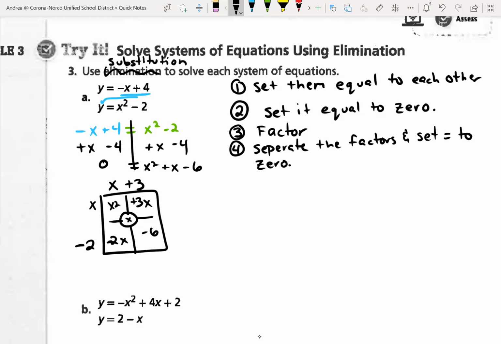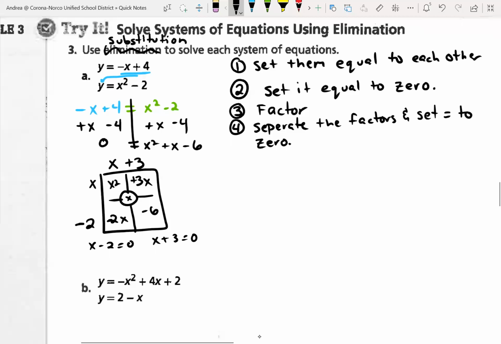So I have x minus 2 equaling 0, and I have x plus 3 equaling 0. I add 2 to both sides, and I get x equals 2. I subtract 3 from both sides, and I get x equals negative 3. Okay, those are my x values. I'm looking for an ordered pair because I want to see where they intersect, right? So I need to plug it in to find the y value.